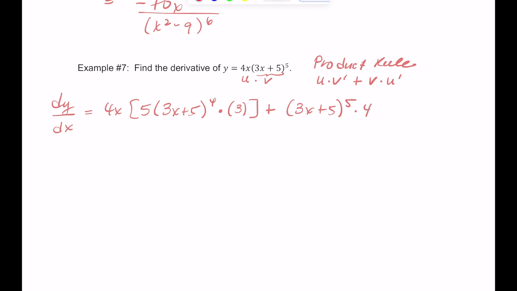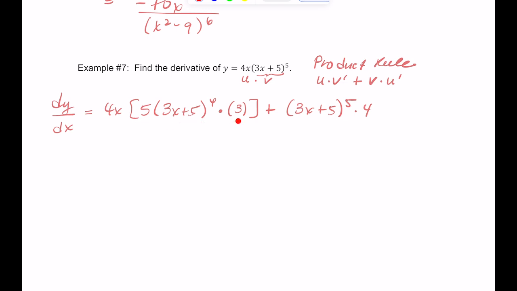Okay, so again, I'm using the product rule because I have a u times a v, but when I'm looking at the product rule, when I'm finding the derivative of v, v is made up of an expression to the 5th power, so I have to use the chain rule.